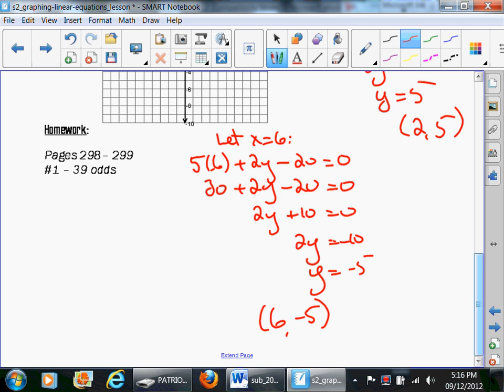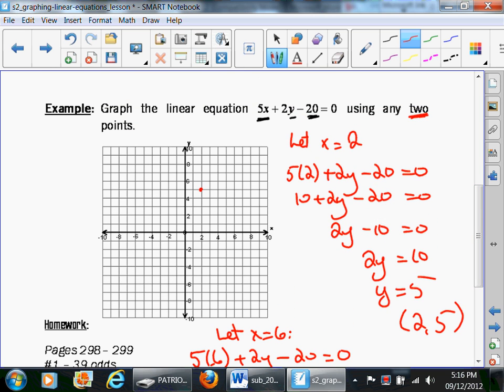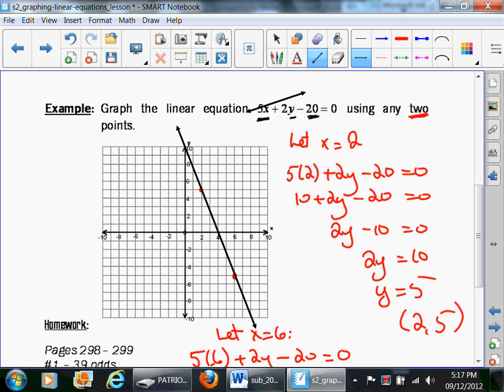So I've got the point 2 and 5 and 6 and negative 5. So 2 and 5 would be way up here. 6 and negative 5 would be way down here. Now all I need is a line to connect those 2 points. So there we go. Let's try something like this. And there we go. Now we've got the line 5x plus 2y minus 20 graphed. Okay?